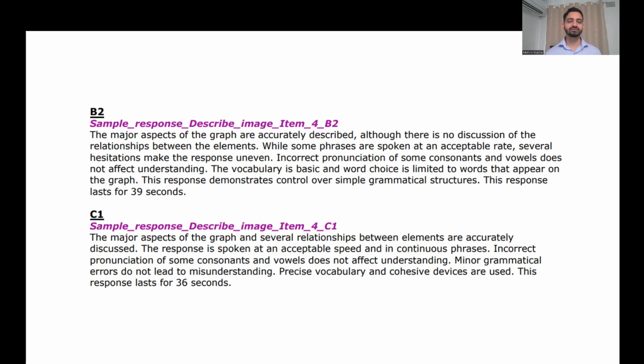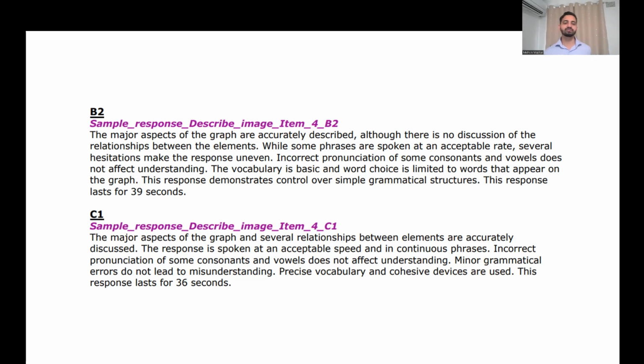B2: the major aspects of the graph are accurately described, although there is no discussion of the relationship between the elements. While some phrases are spoken at an acceptable rate, several hesitations make the response uneven. Incorrect pronunciation of some consonants and vowels does not affect understanding. The vocabulary is basic and word choice is limited to words that appear on the graph. This response demonstrates control over simple grammatical structures. This response lasts for 39 seconds.